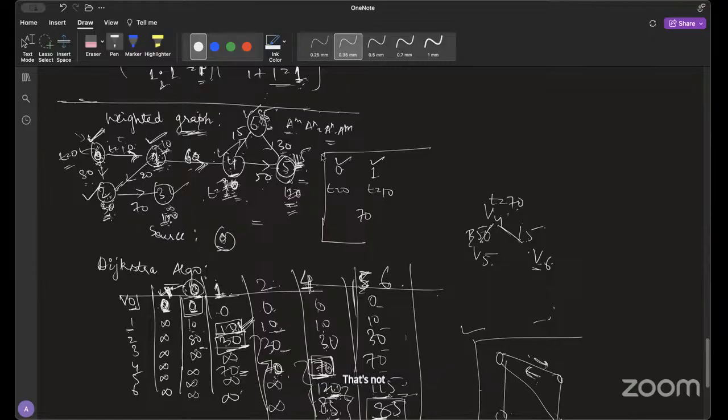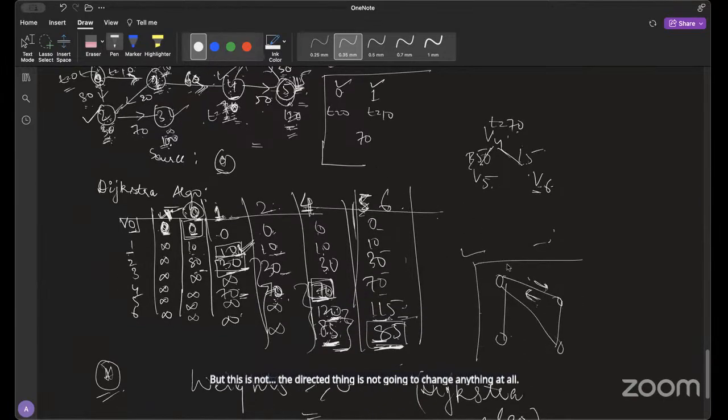That's not going to change anything. I can't. We don't have enough time for me to explain all of it. But this is not the directed thing. It is not going to change anything at all. Ma'am, for undirected, it is the same as for directed.